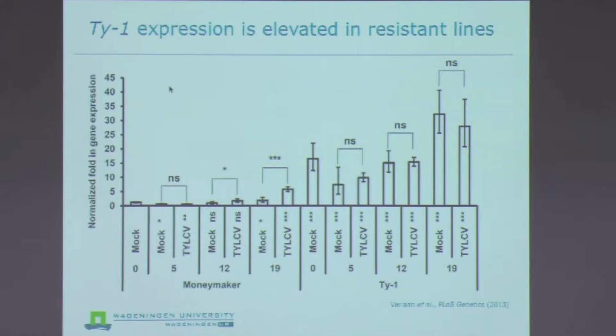Just to show you the data in summary, here we can see the situation in susceptible Moneymaker and in the TY1 tomato. And it's clear that in the TY1 tomato lines, the TY1 gene is clearly transcriptionally upregulated. Does that explain the resistance to the Gemini viruses? We don't know, but surely an enhanced transcriptional profile is likely to contribute to a stronger RNAi response.